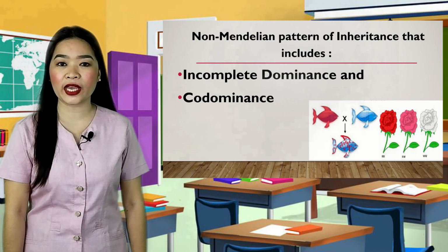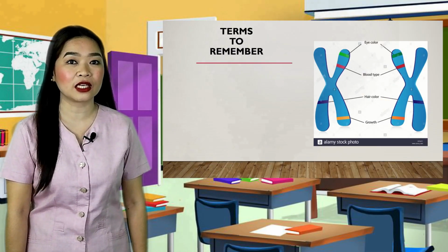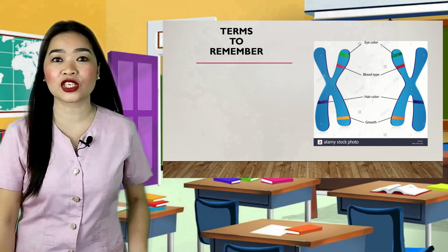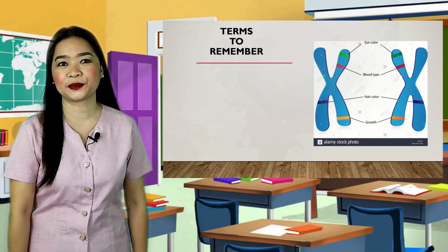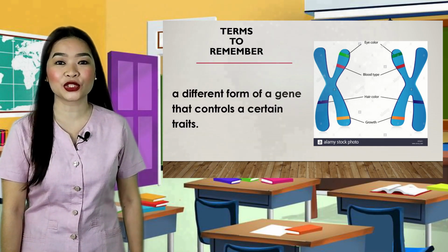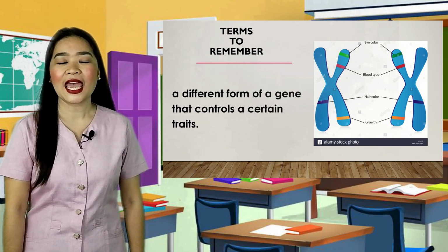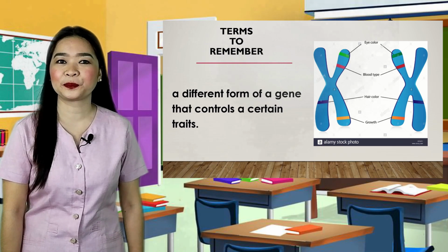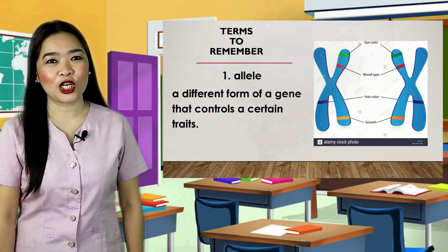Let us have a quick review on these important words that are useful in our lesson. I will give the definition and try to write your answer in your notebook. The first word, a different form of a gene that controls a certain trait. It starts with the letter A and ends with the letter E. What's the word? Correct, it's allele.